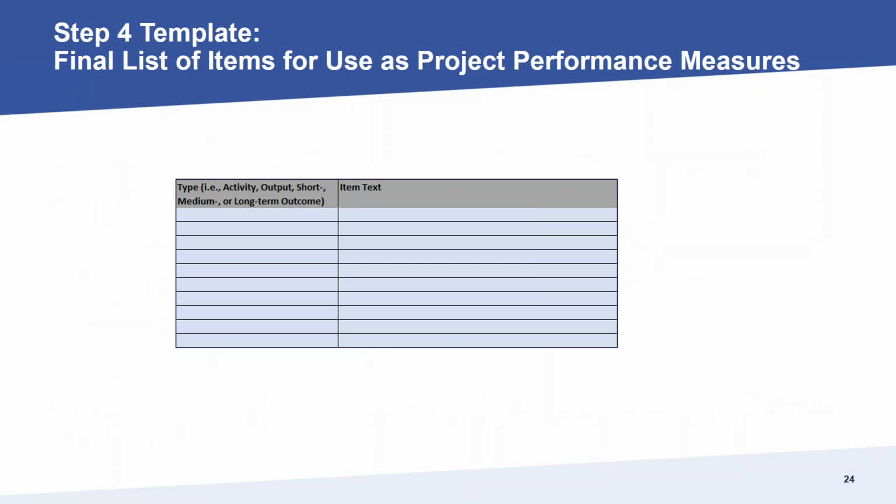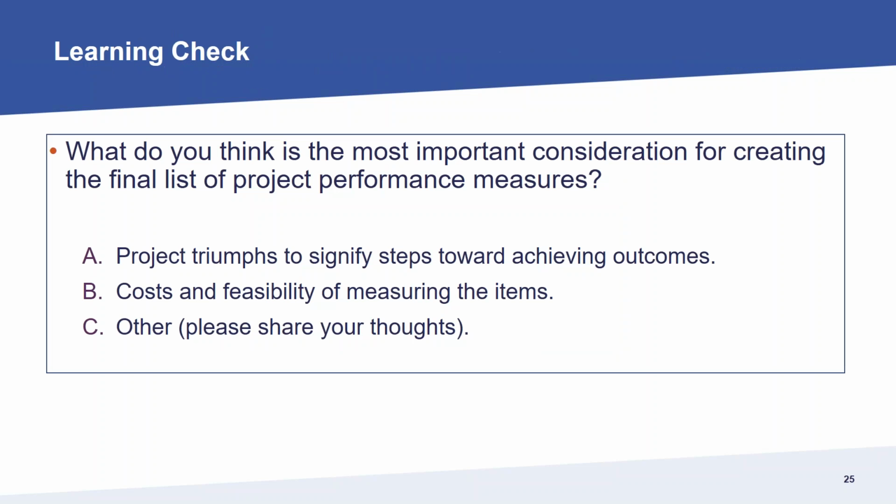The step 4 template is a tool for your use in listing the final items that your team selects for advancing to performance measure development. We recommend that you identify the type of item. For example, make sure you list the activity versus outcome versus output and the item text itself.